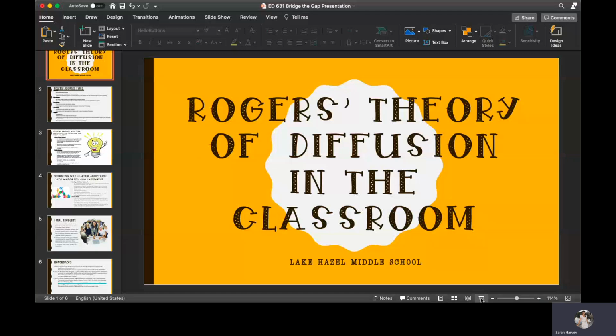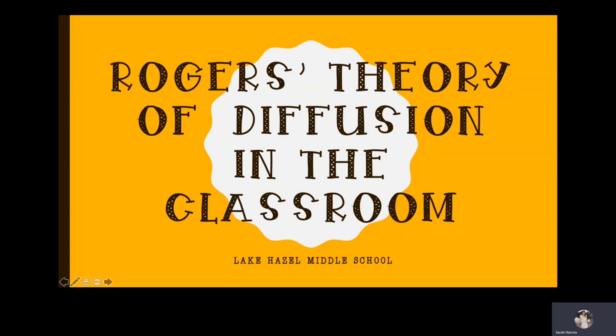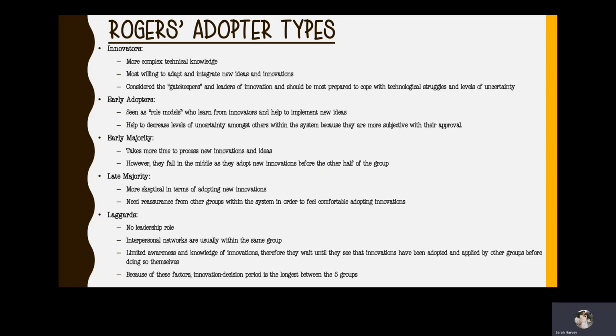Today, I'm going to be talking about Rogers' theory of diffusion in the classroom, and the organization that I am using is Lake Hazel Middle School. The purpose of this presentation is to discuss how educators can foster an environment where adopters at all stages can utilize technology in the classroom. So to begin, we're going to talk about Rogers' 5 adopter types.